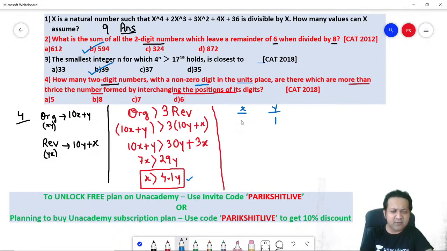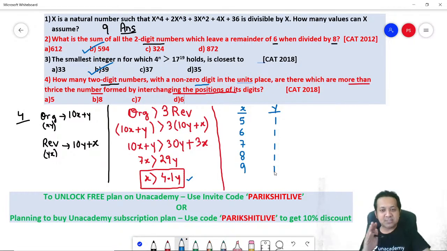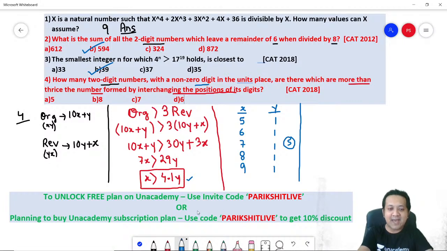So what are the possible values of x? Remember, x is an integer, not a fraction. So x can be 5, 6, 7, 8, 9. If y is 1, you get 5 scenarios. 51, 61, 71, 81, 91 are the 5 numbers which satisfy the given criteria. That's scenario 1.